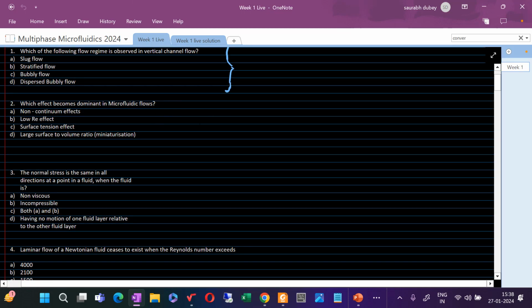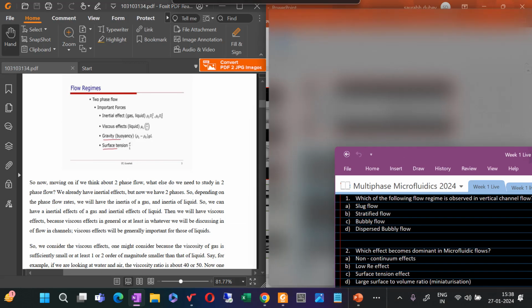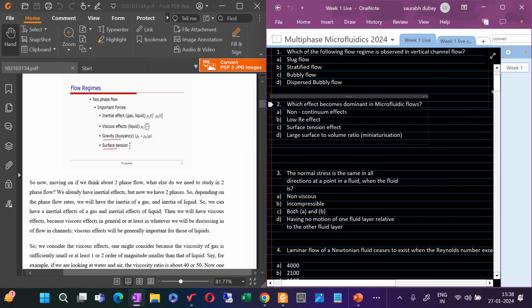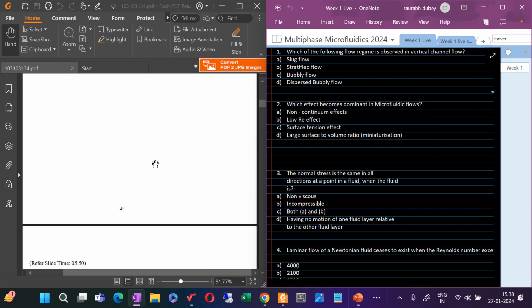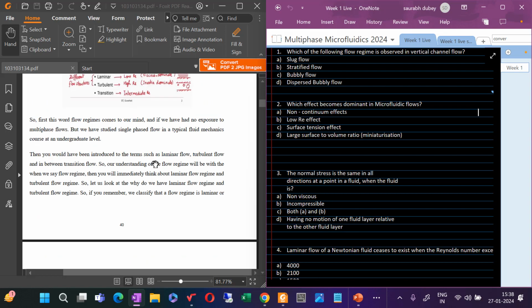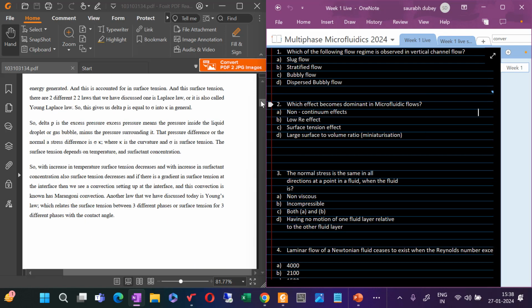Okay, so the other question is: which effect becomes dominant in the microfluidic flow? Low Reynolds number effect, surface tension, and large surface. So in the lectures, option A was also said, will also be there, I think.